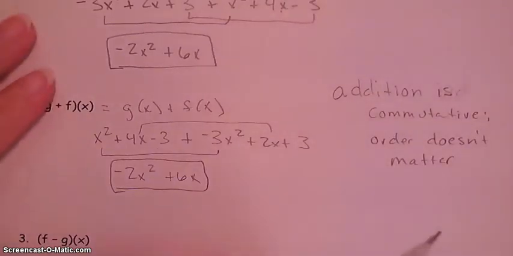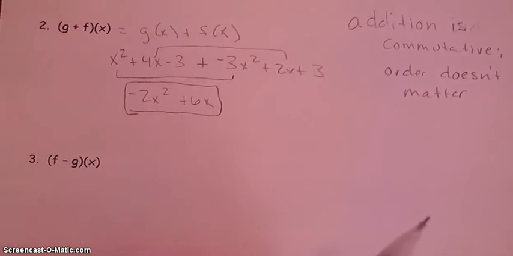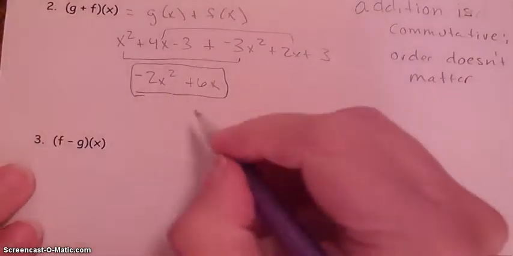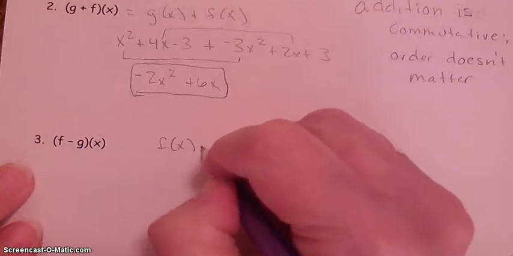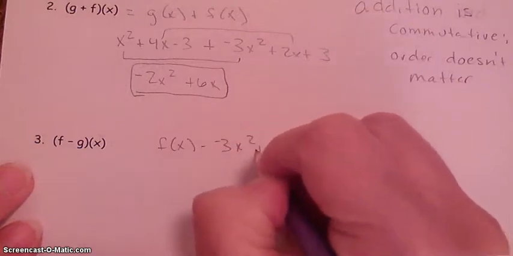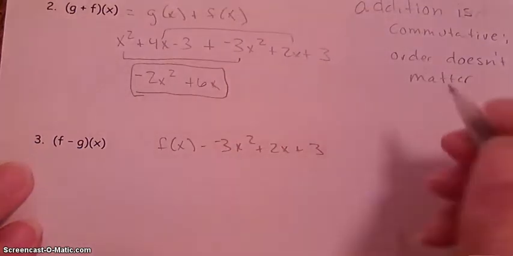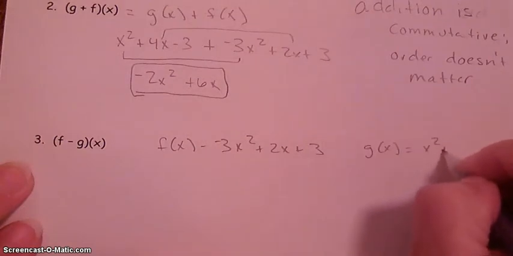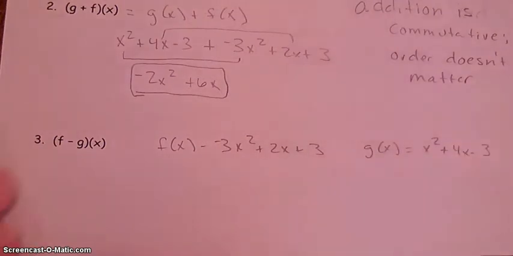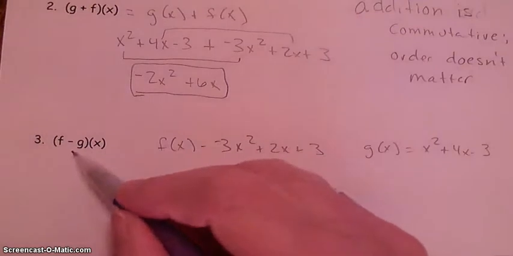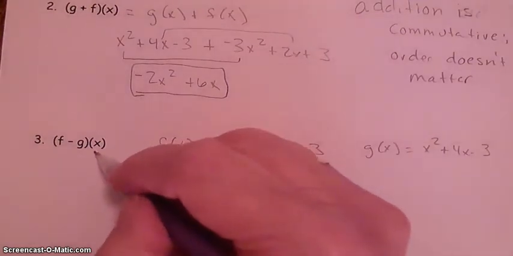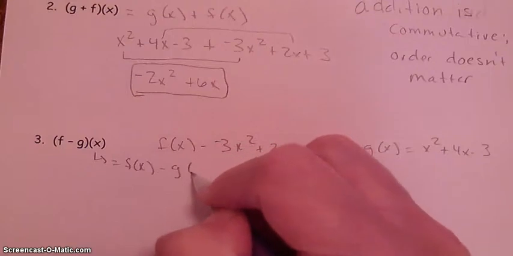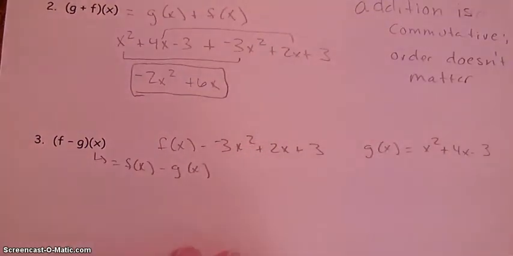All right, so our next example we're going to look at is f minus g of x. So again, I know from my original that f of x was minus 3x squared plus 2x plus 3. g of x was equal to x squared plus 4x minus 3. So keep in mind, f minus g of x is equal to f of x minus g of x. Okay, so I'm just going to do the math here.